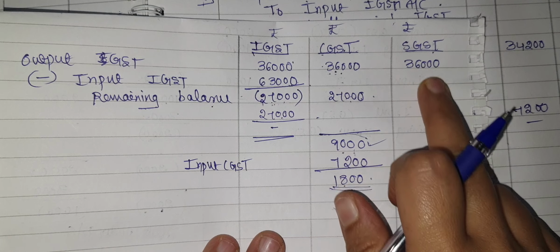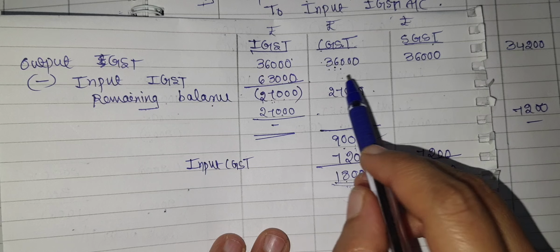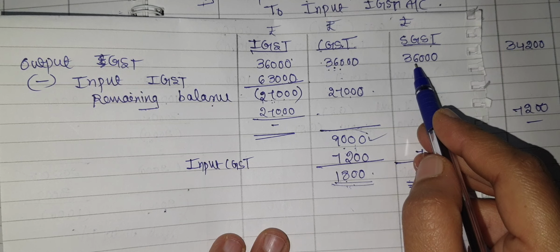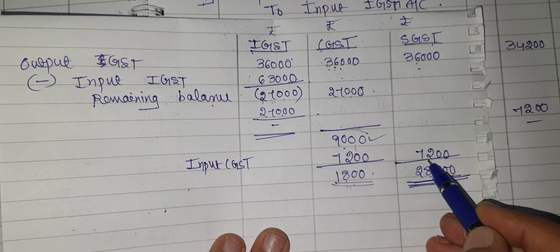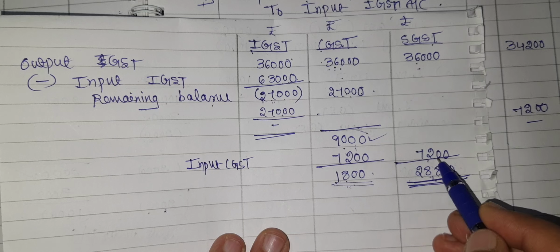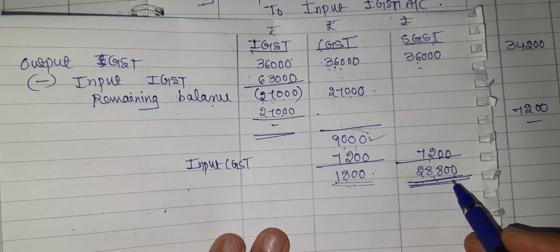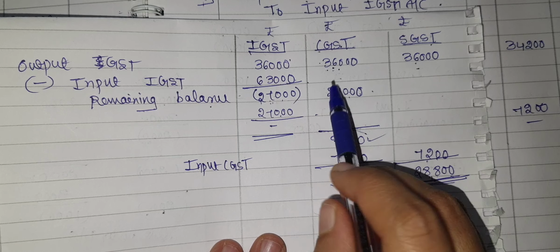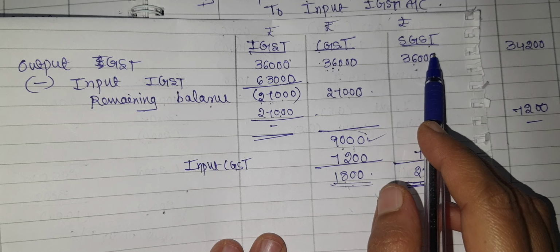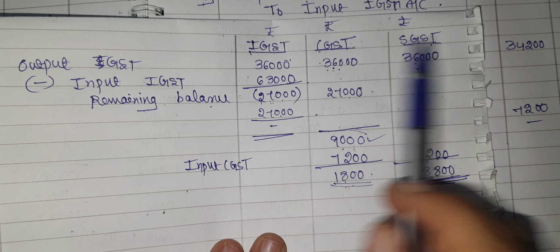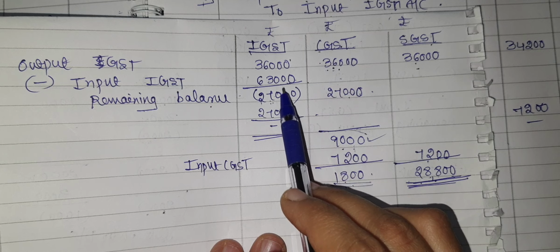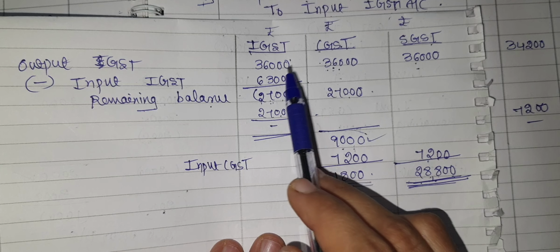And here in SGST, the total output SGST is 36,000 but the tax paid on purchases is rupees 7,200, means 28,800 rupees we need to pay to the government. So here only CGST and SGST tax we need to pay to the government and not IGST, because we have already paid the tax on purchases.